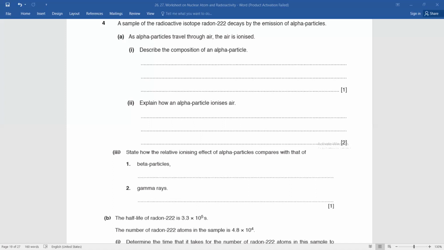Sir, the first one's answer will be relatively less, right? What will be the second one? State how the relative ionizing effect of alpha particles compares with that of beta particles. Stronger. Oh, for alpha particles. Sir, both are stronger. Yeah.